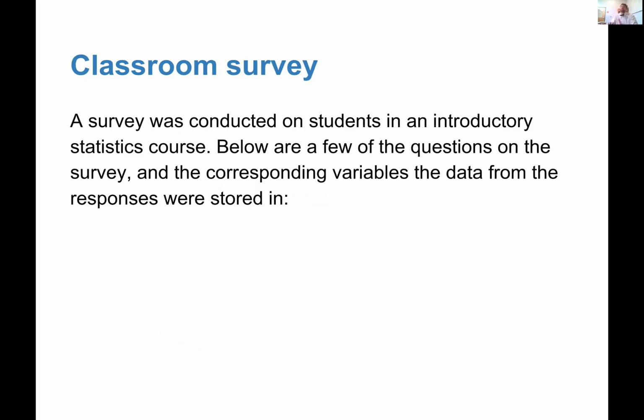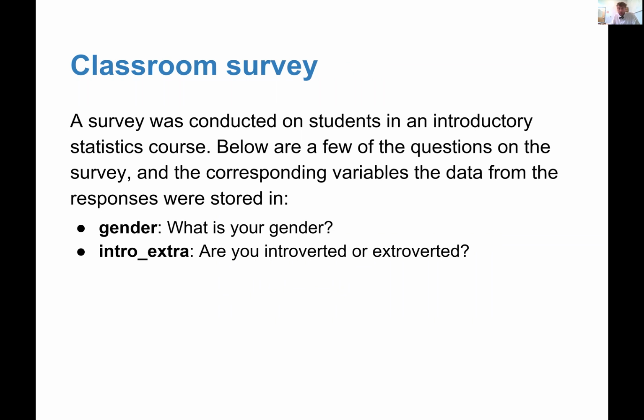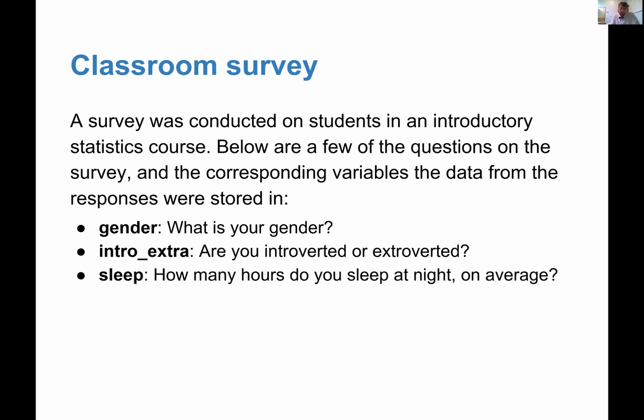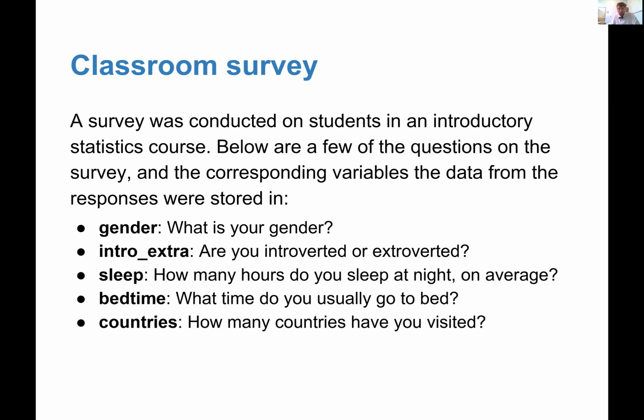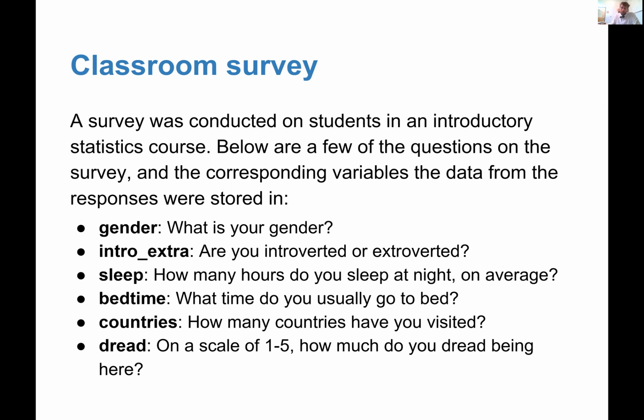Okay, so say we have this classroom survey, and it was conducted on students from a different stats course. And here are some questions in the survey corresponding to variables in the data responses were stored in. Gender. So the students were asked what their gender was, if they were an introvert or an extrovert, how many hours they sleep at night on average, what time they usually go to bed, what countries they have visited, and, on a scale of 1 to 5, how much they dread being in that course.